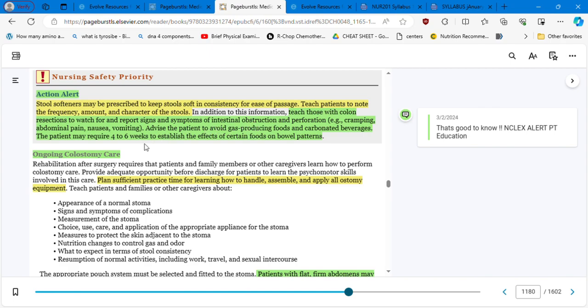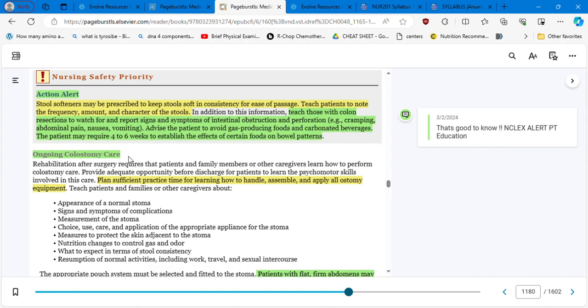So, for example, gas-producing foods are broccoli, cabbage, Brussels sprouts, right? So in this case, you advise the patient to avoid gas-producing foods and carbonated beverages because the disease already happened and this is post-surgery. So for prevention, when we are trying to prevent, we have to get broccoli, cabbage, sprouts, okay? The patient may require 4 to 6 weeks to establish the effects of certain foods on bowel patterns.